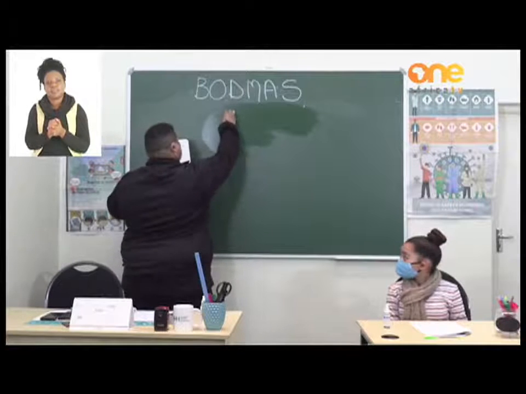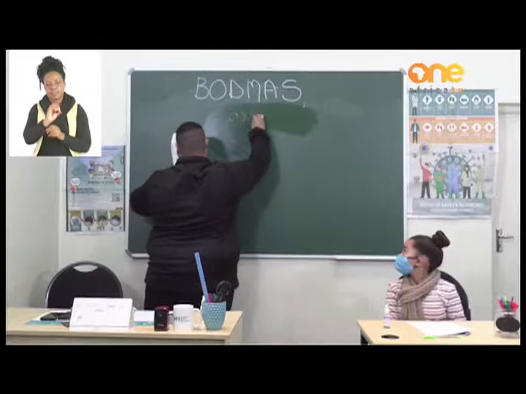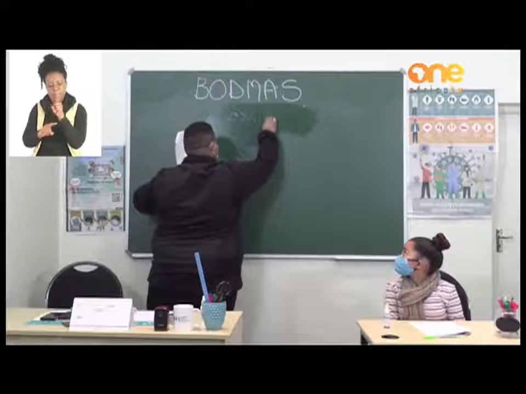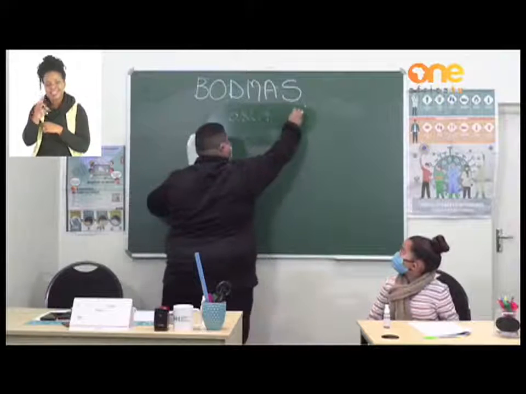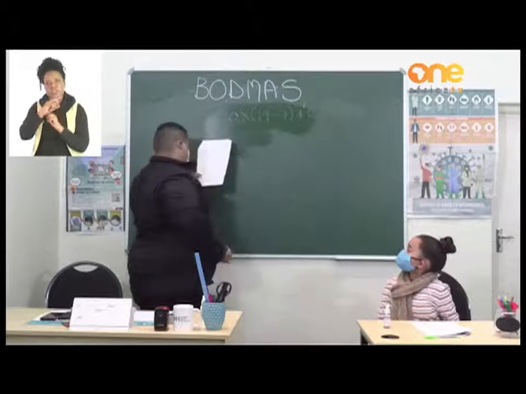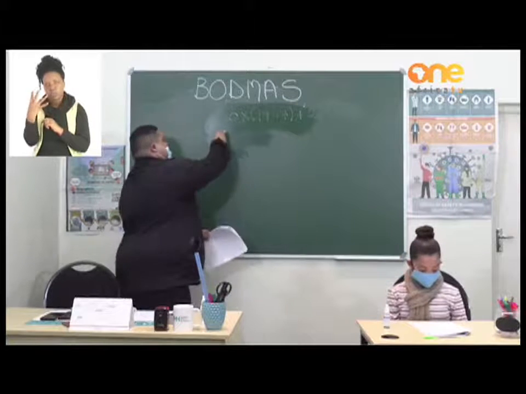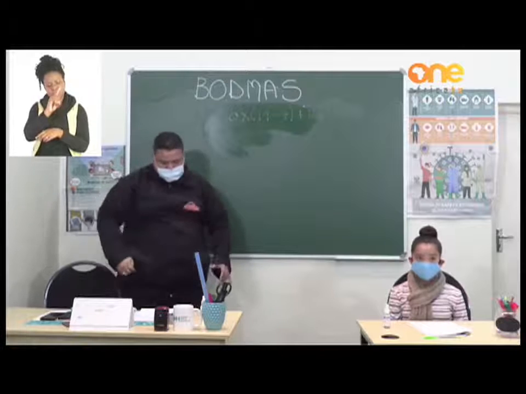Okay, we have 10 times, in brackets, 19 minus 7, plus 24. Now, let's see. There's our sum.